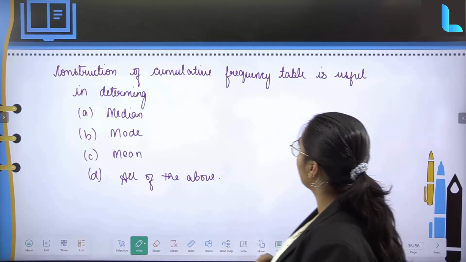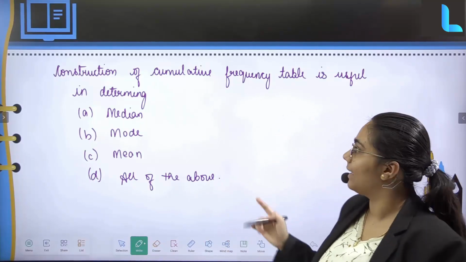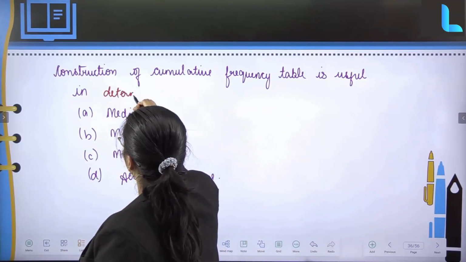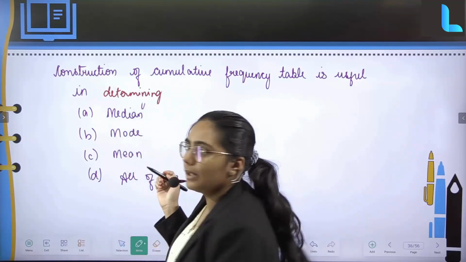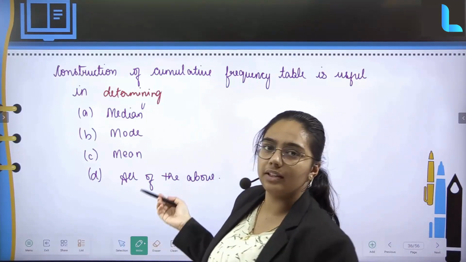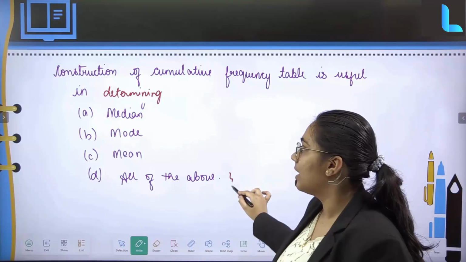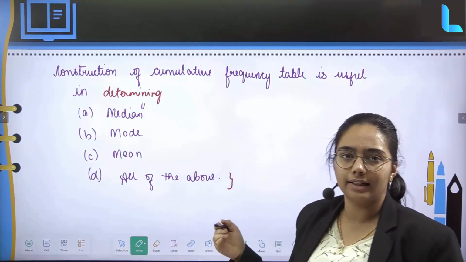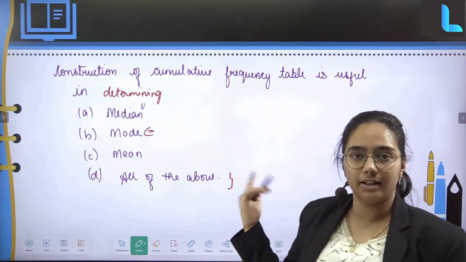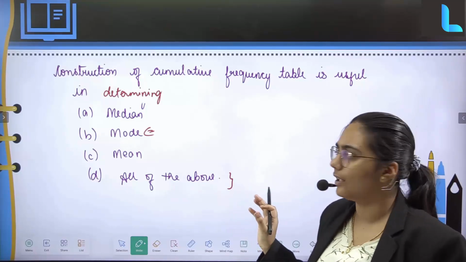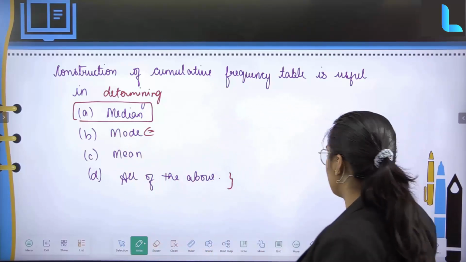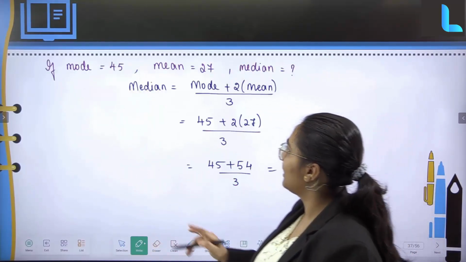Next, construction of a cumulative frequency table is useful in determining what? Will we be using cumulative frequency in mean, median, mode or all of the above? For mean we definitely don't want anything relating to cumulative frequency, and even in the mode formula nowhere do we see cumulative frequency. Therefore it is only the median where we will be using cumulative frequency. Next question: mode has been given, mean has been given.